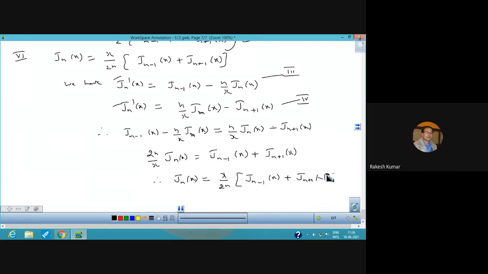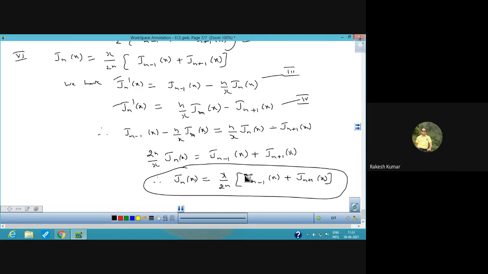So this is the last recurrence relation we have, and this is the proof. So this is the sixth recurrence relation of Bessel function. So this is very important to find out the recurrence formula.